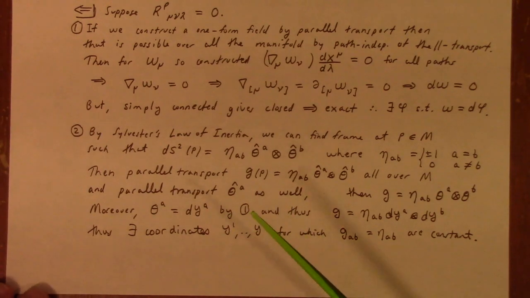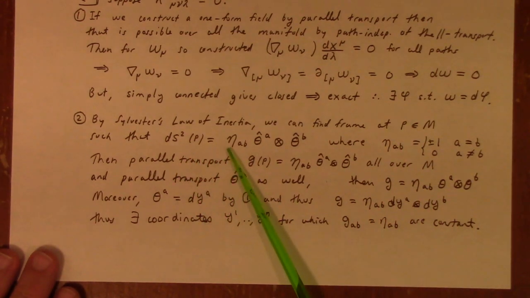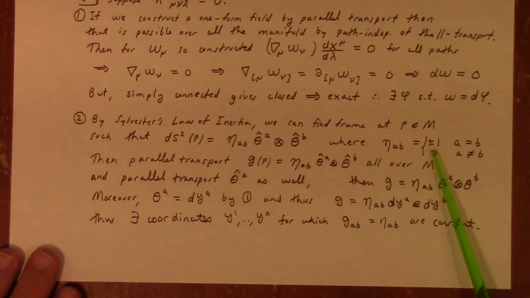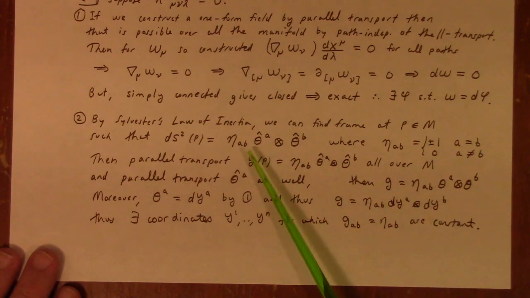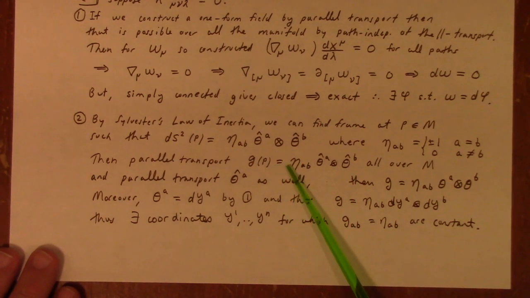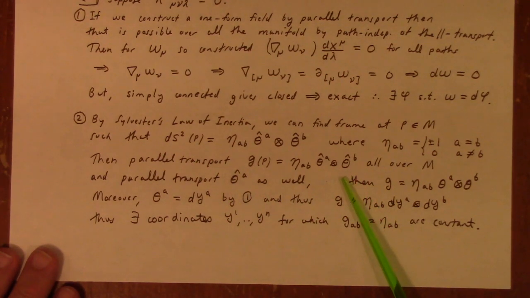And then point number 2, as we talked about before, Sylvester's law of inertia says you can find a frame at a point such that you take the metric and put it into just ones and minus ones down the diagonal. And since we're assuming our metric is non-degenerate, there are no zeros on the diagonal, it's just 1 or minus 1. Then you basically just take this and parallel transport it everywhere. We're assuming it was the metric at the point to start with, and since we're talking about a metric connection, it's still the metric after you parallel transport it.